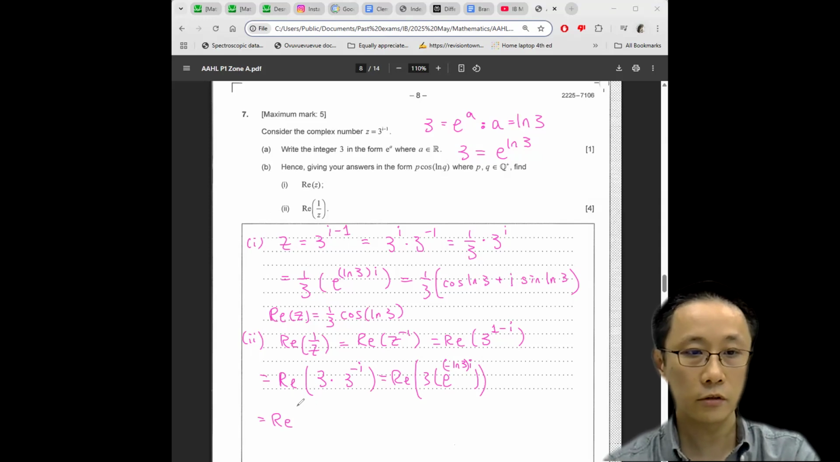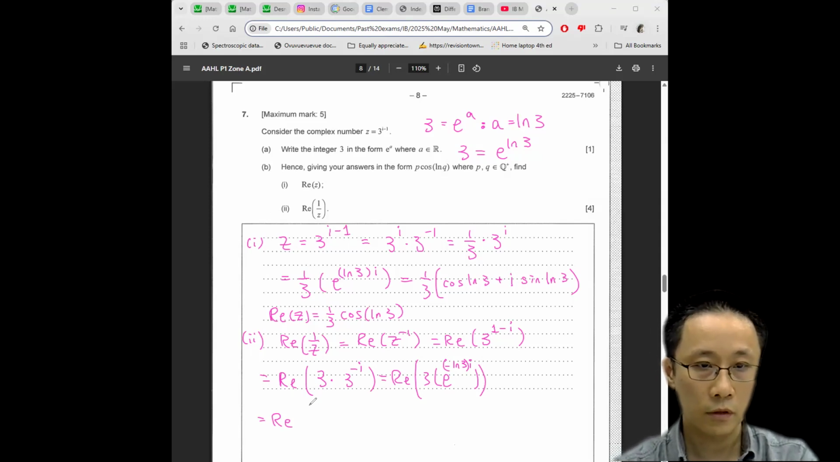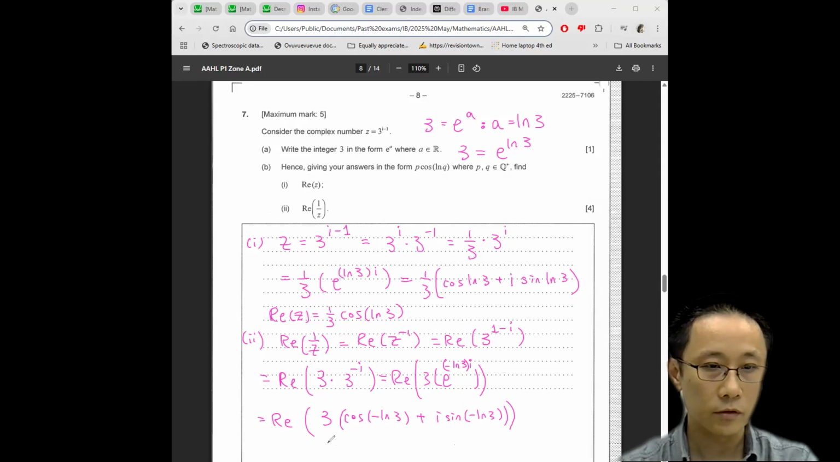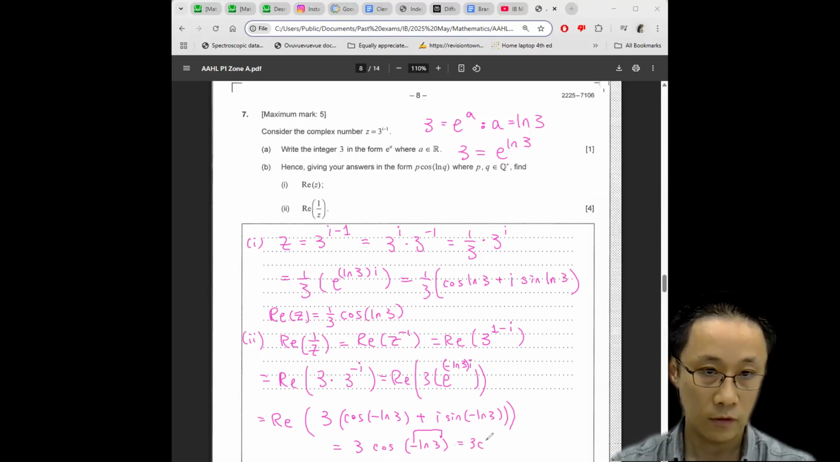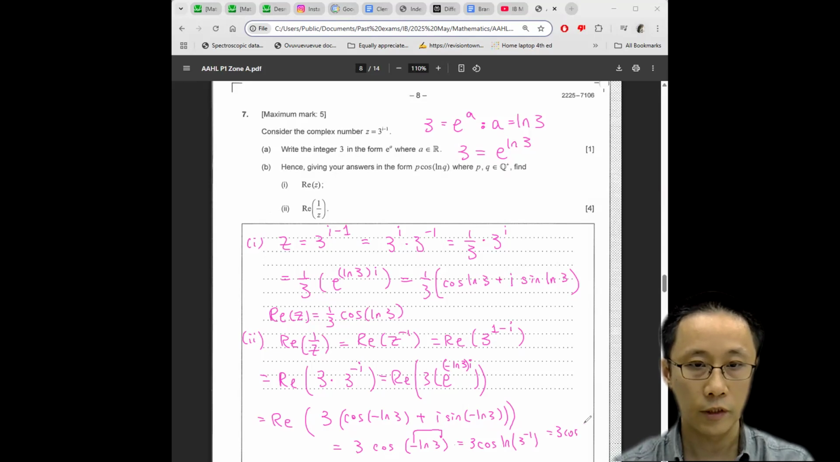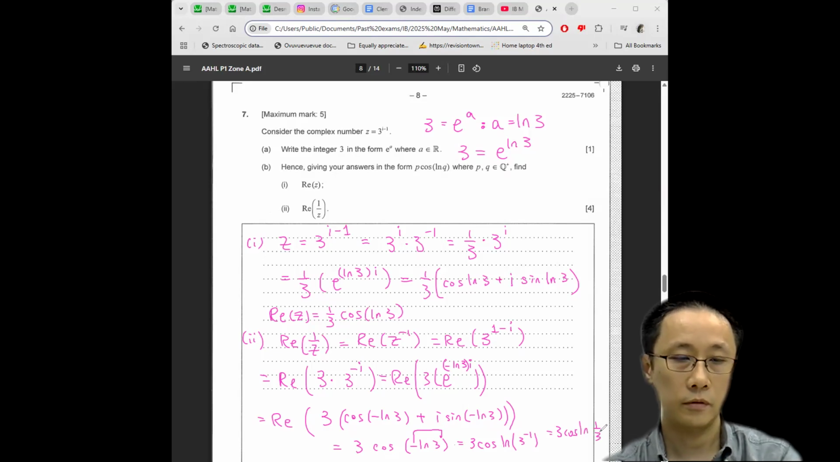And then now convert this into cis theta form. 3 cos negative ln 3 plus i sine negative ln 3. So the real part is equal to 3 cos negative ln 3. And using log rules allows us to write negative ln 3 as ln of 3 to the negative 1, which equals 3 cos ln 1/3.